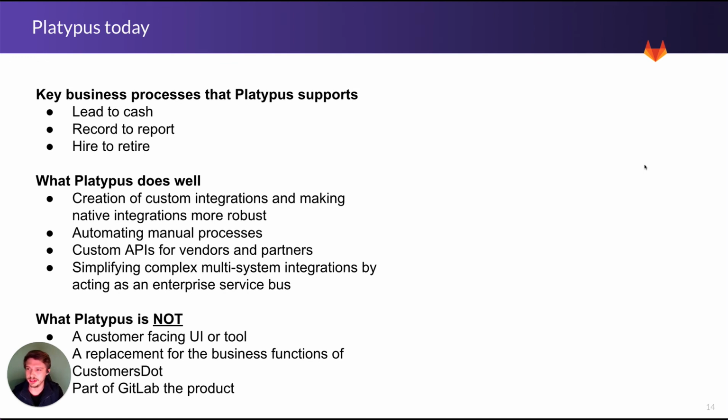And just some quick high-level ones here. I'll see if I can hide my video. I'll move it. So key business processes that Platypus supports today are lead to cash, record to report in finance, and hire to retire in the people team. What Platypus does really well, Platypus makes it really easy to create custom integrations and make native integrations more robust. It automates manual processes. Custom APIs that we need to create for vendors are easy to do now with good security, good practices. And it makes simplifying complex multi-system integrations easy to do by acting as an enterprise service bus.